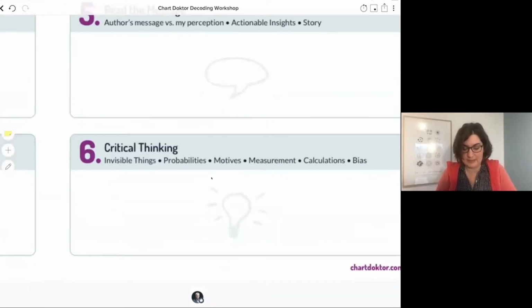And the 6th step is also really important, and it comes typically after you read the message. It's critical thinking about data quality. How was this measured? How was this calculated? What have been the motives of the author? Are we dealing with probabilities? Are there confidence intervals, or are they hidden? Are there other hidden things that are not shown in the visualization?